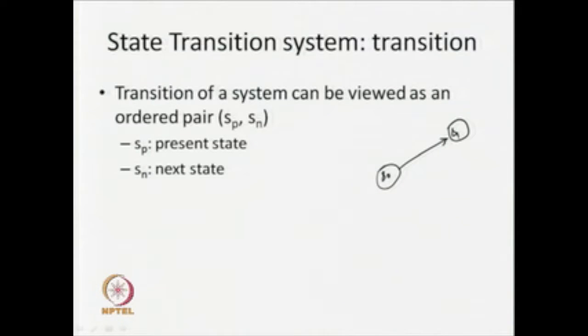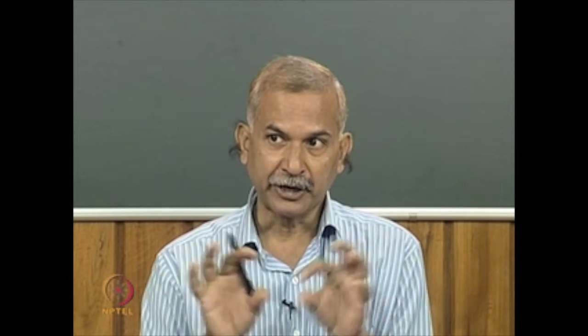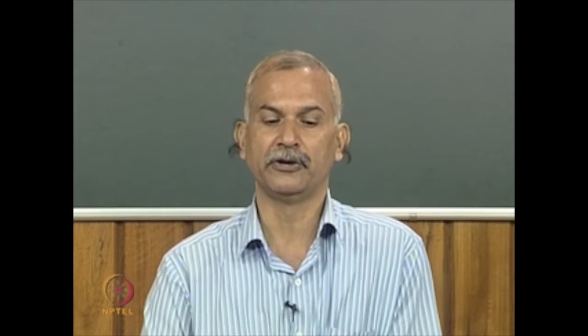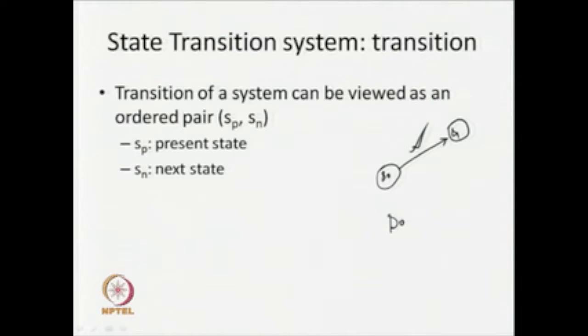Our aim is to look for how to represent this particular transition. If we can represent this transition, then we can represent the entire state transition diagram, because the state transition diagram is nothing but the collection of those transitions. Now, when we look into this transition, it can be viewed as an ordered pair S0 and S1. We can say this transition is an ordered pair, a collection of two states, and here we have a transition from S0 to S1.